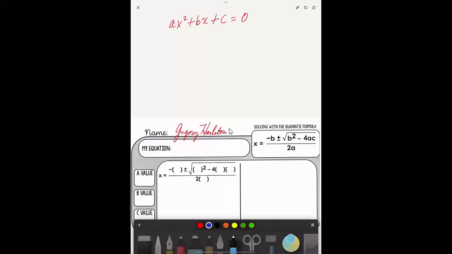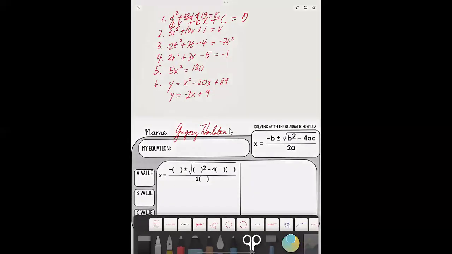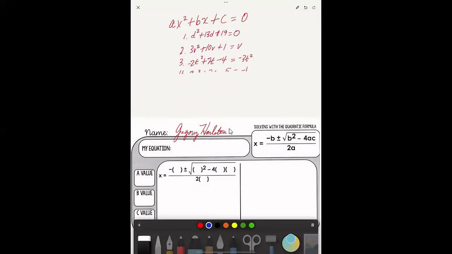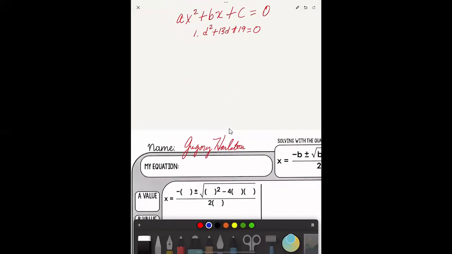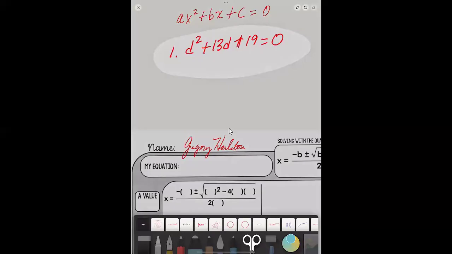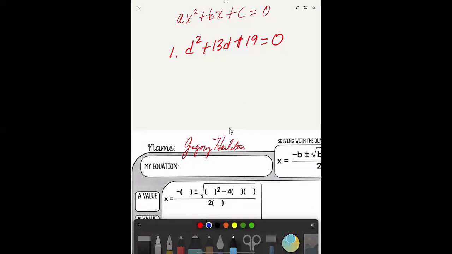First one up. Let me go get the copy. I'm going to do number 1. So I'm going to get rid of all of these other quadratic equations, and make this a little larger. This one is equal to 0. Those are the two conditions in order to use the quadratic formula: the highest exponent has to be a 2, and the equation has to be equal to 0. So we can officially check this off because it's equal to 0.